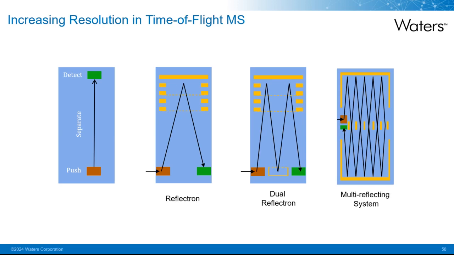We can increase the flight path length to increase the mass resolution by using a reflectron, which sends the ions on a V-shaped path to the detector. You can even have a dual reflectron, which is a W-shaped flight path, and you can even have multi-reflecting systems, which have multiple reflectrons, making the path length much, much longer. This is similar to our Zevo MRT and our MRT systems.